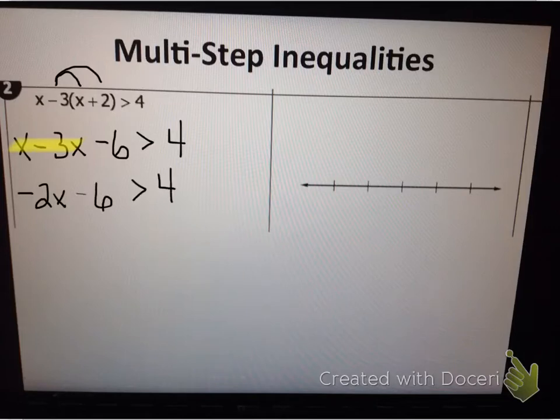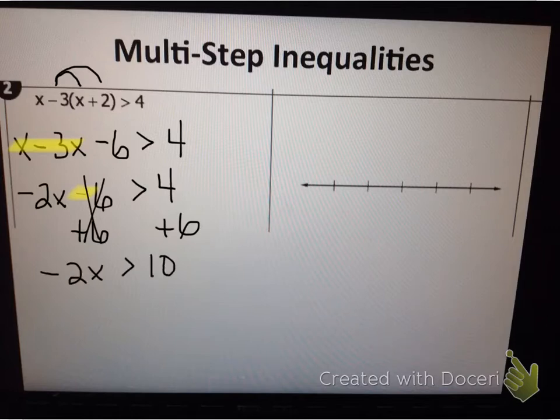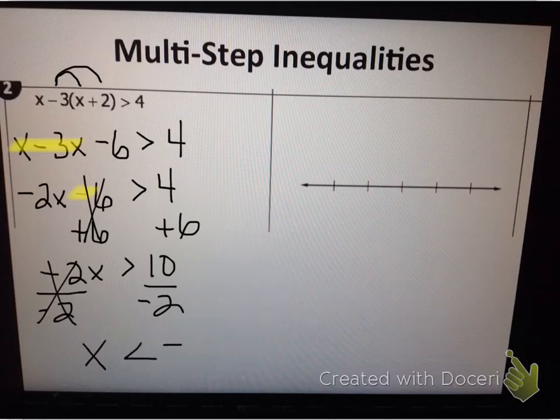Next step, again, whatever we do to one side, we have to do to the other. We've got to get rid of this minus 6. To do that, we're going to add 6 to both sides. The 6's cancel, leaving us with negative 2x is greater than a positive 10. Now, in this step, I want to remind you of something that we have to do with inequalities. When we divide on both sides by a negative, we have to remember to flip our inequality sign. So x is less than a negative 5.